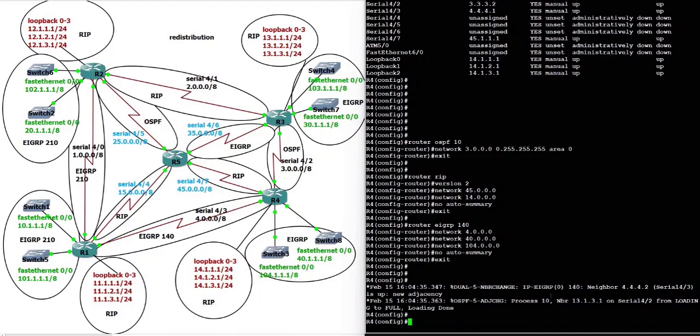You can see the messages here. The neighborship is up between 4/2 and neighbor 13.1.3.1, which is our router 3.